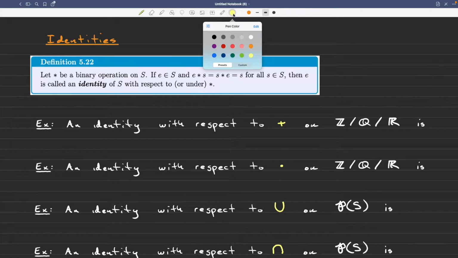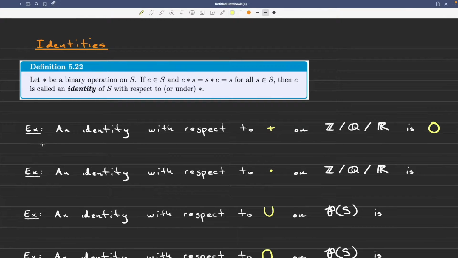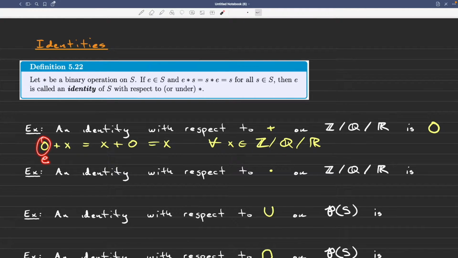An identity with respect to addition on the rationals or the integers or the reals is 0. Why? Because 0 plus x equals x plus 0 equals x. And this is true for every x in the integers or the rationals or the reals. So you see 0 here is acting like E, in the formula up here at the top. So 0 is what we call an additive identity.